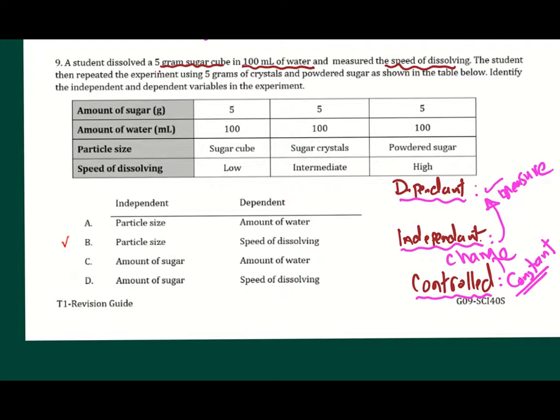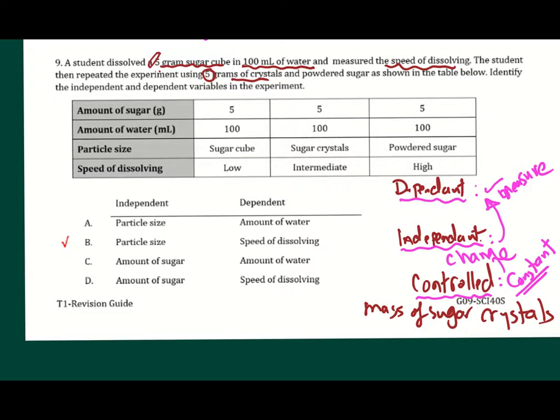And then the student repeated the experiment using 5 grams. So in both experiments, he used 5 grams of crystals. These are the controlled variables. So if I asked in the exam, what are the controlled variables? I will say the mass of sugar crystal, because he did not change it.